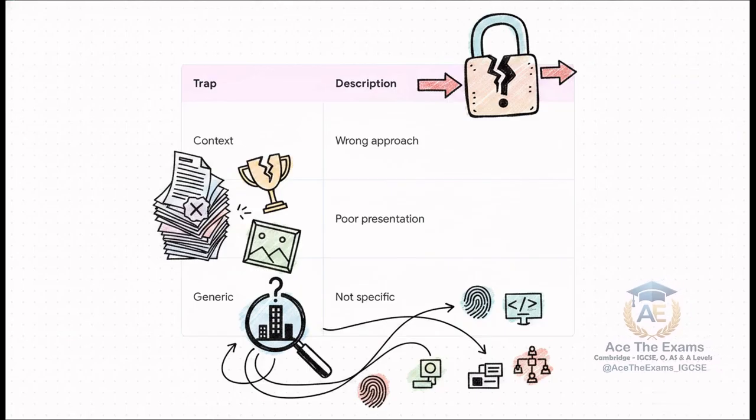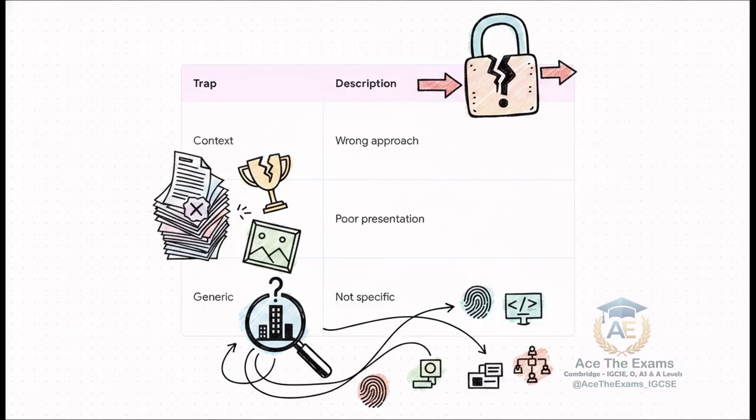Trap number 2 is presentation failure. And trap 3 is generic responses. If your answer could apply to literally any random company in the world, it is not specific enough to the scenario provided. You have to anchor your answers to the data.